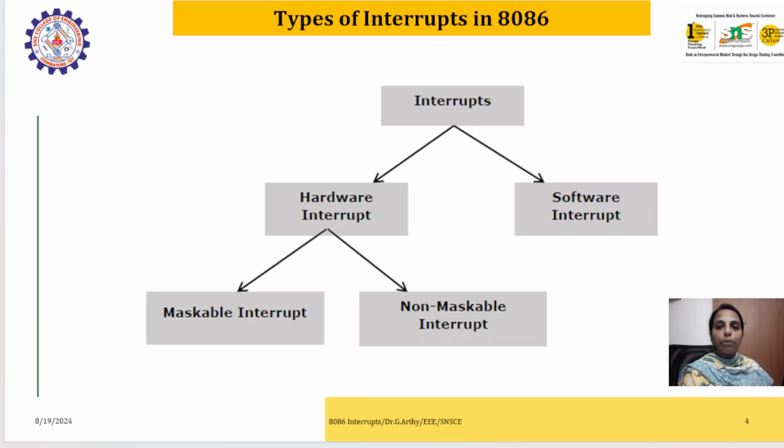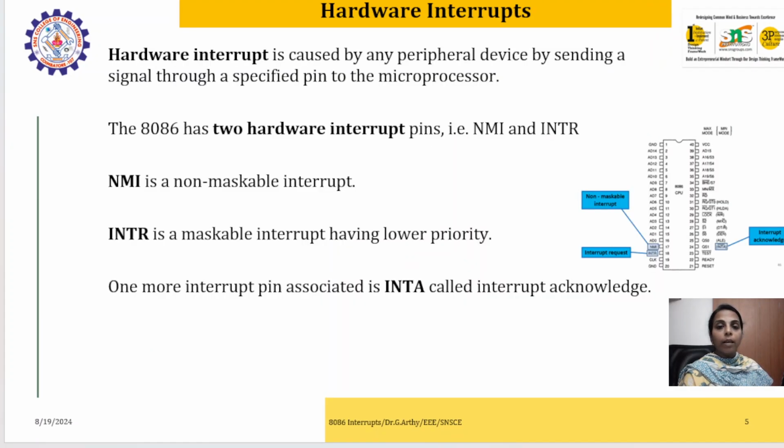There are different types of interrupts in 8086. Interrupts can be broadly classified into hardware interrupts and software interrupts in the context of 8086. Hardware interrupts can further be classified into maskable interrupts and non-maskable interrupts. So now let us look into hardware interrupts. A hardware interrupt is caused by a peripheral device sending a signal through a specific pin to the microprocessor. So this hardware interrupt involves a hardware component.